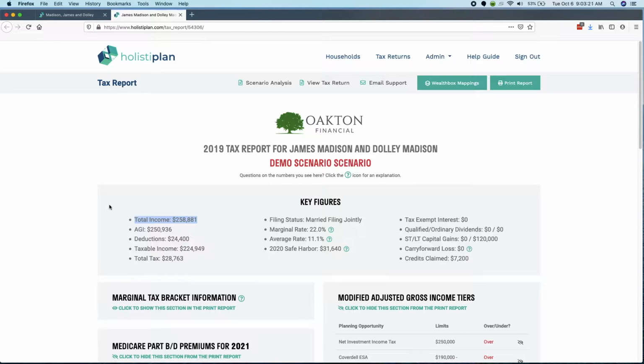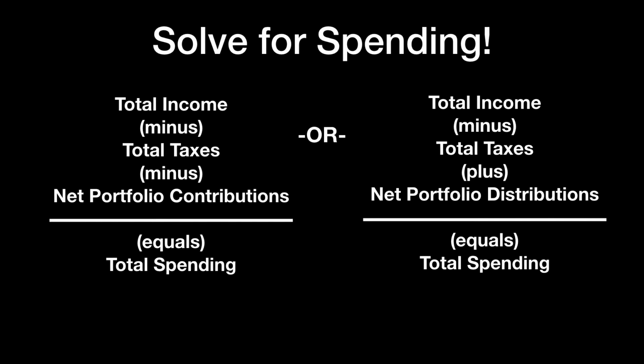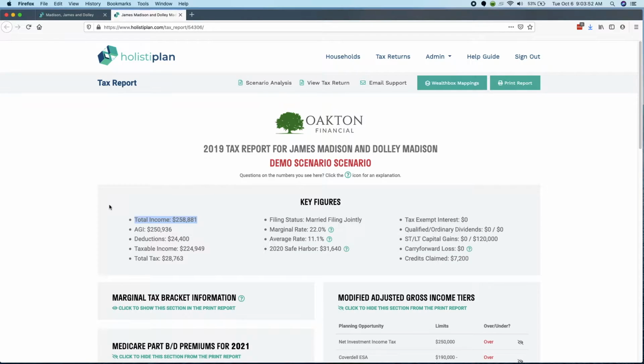But once we have total income, and then once we have total tax, we're getting very close to the amount spent. All that's left is subtracting out any aggregate contributions to the portfolio over the course of the year, or we have to bring in any distributions made from the portfolio during the year. But with those 3 variables, total income, total tax, and then contributions, distributions to or from the portfolio, what's left is whatever the client spent. And so that's a way to back solve for the amount spent on the year.